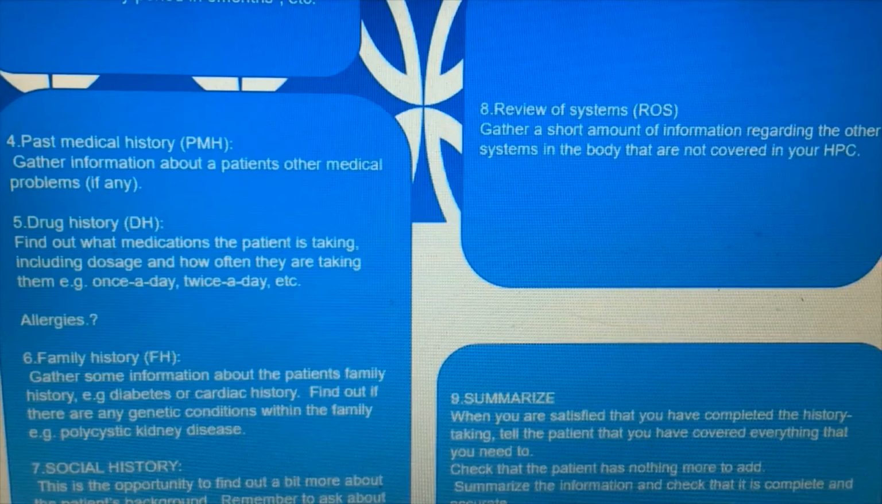Number 10, very, very important, you have to thank your patient after you have done collecting your history from them.